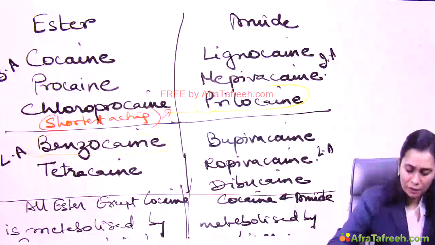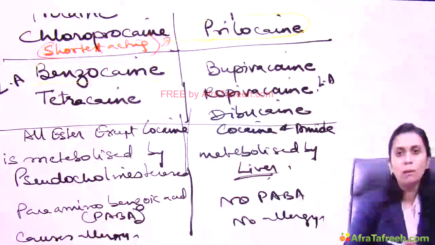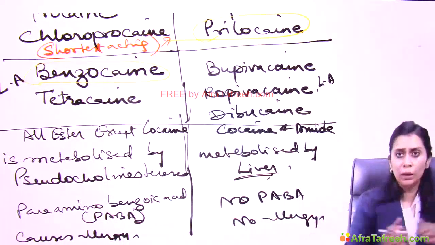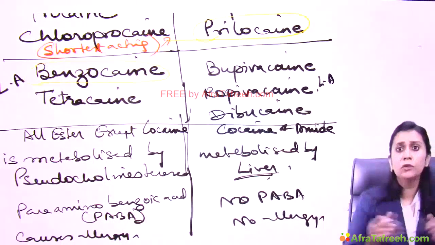Got my point? So this is all about ropivacaine, a better bupivacaine. Now, the last local anesthetic is dibucaine. Nothing extra. Whatever is in the chart, we just have to go through that. It is a long-acting amide, hepatic metabolism, no PABA, no allergy. This is all we need to discuss about our local anesthetics. This is sufficient for solving the questions.